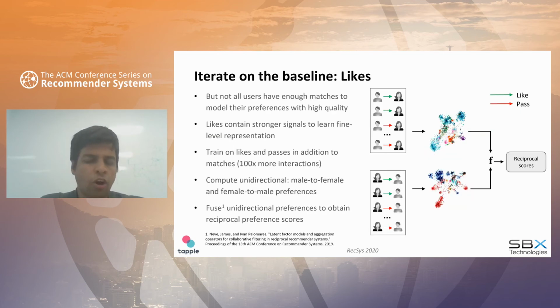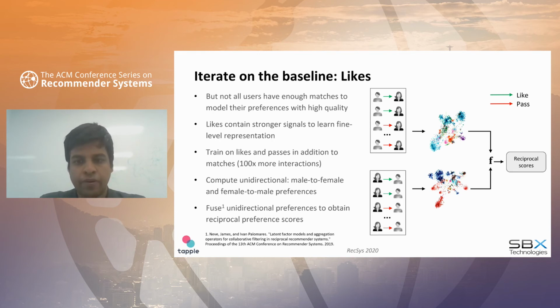But then we found not all users had enough matches to model their preferences with high quality. On the other hand, likes, even though unidirectional in nature, contain a richer fine-level representation of users' preferences. This meant we had to deal with a 100 times larger training set in terms of the number of interactions.